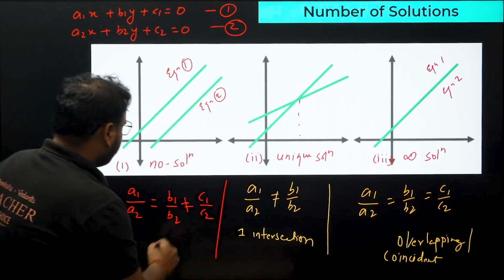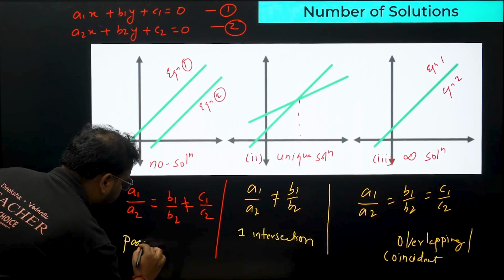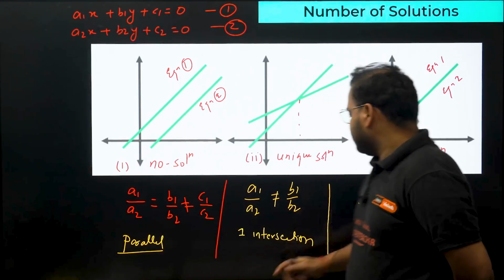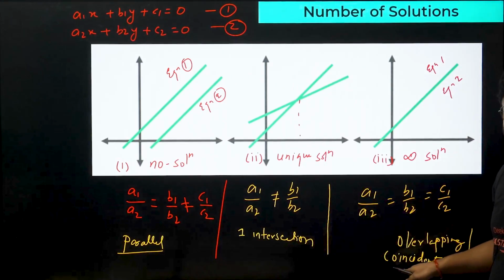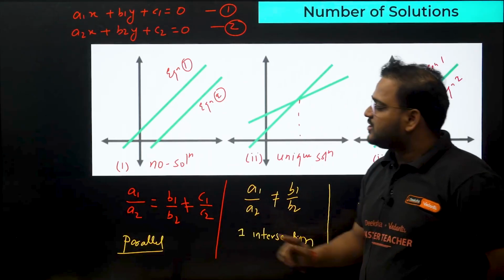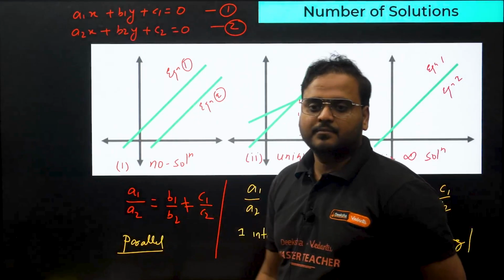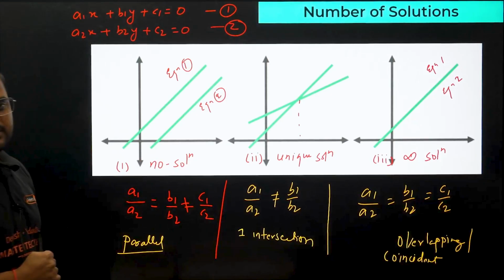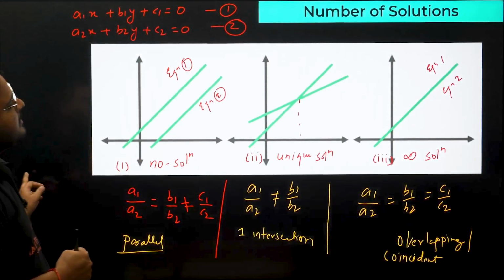Okay, and over here what we call parallel. Please check, they are parallel. This is proportional, overlapping, or coincident we use. For this we use one intersection, we use parallel for this one. Okay, that's how we understand the nature of solutions or number of solutions. Please check. Done? Simple enough.